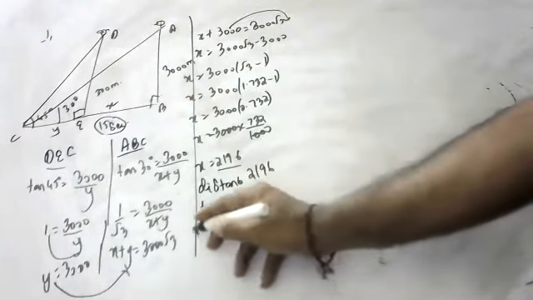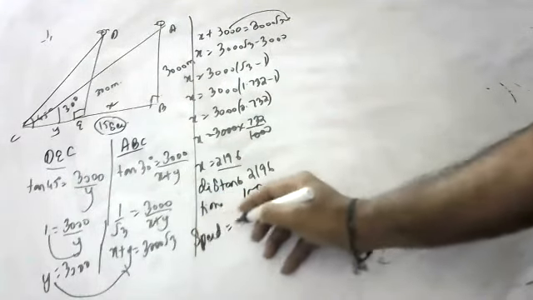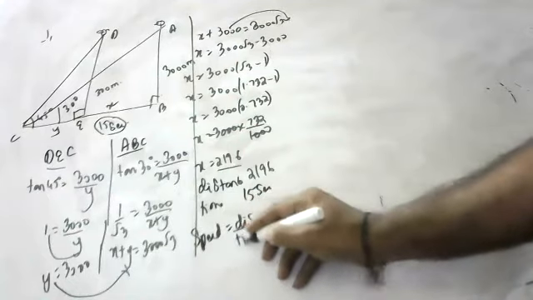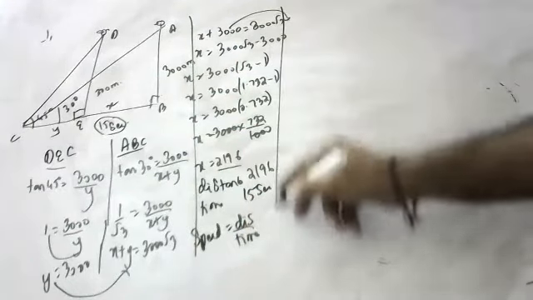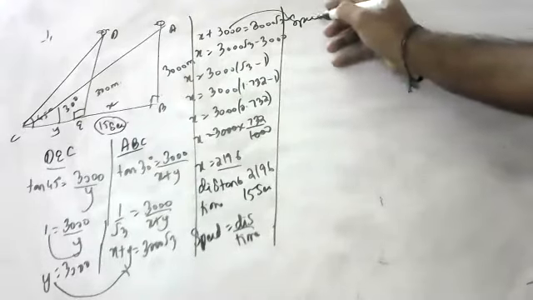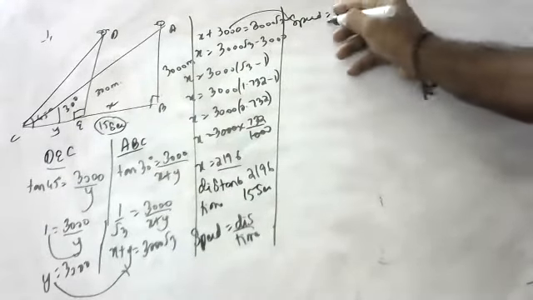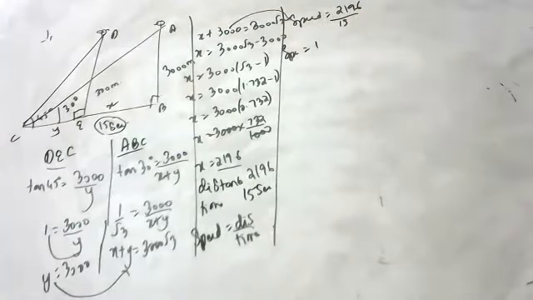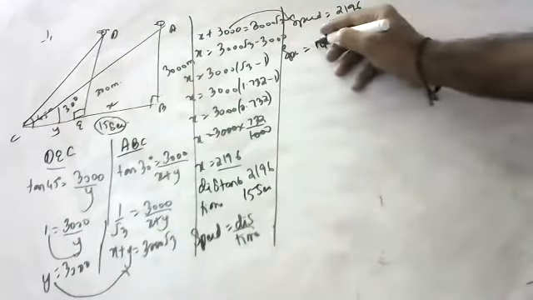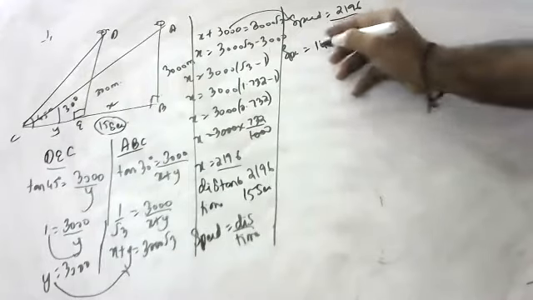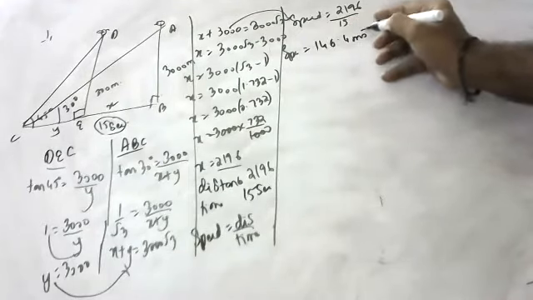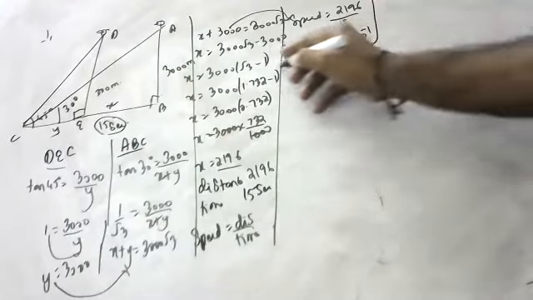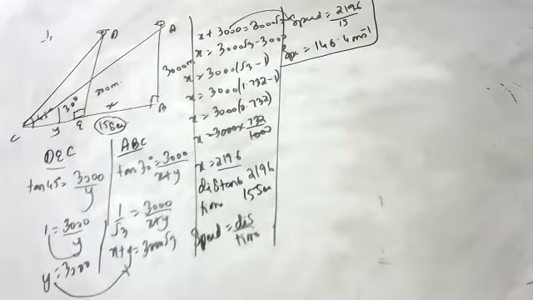What is speed, children? Formula? Speed is equal to distance by time. So speed is equal to 2196 by 15. Dividing by 15, we get 146.4 meters per second. This is our answer. That is how much speed the aeroplane is going at that altitude of 3000 meters.